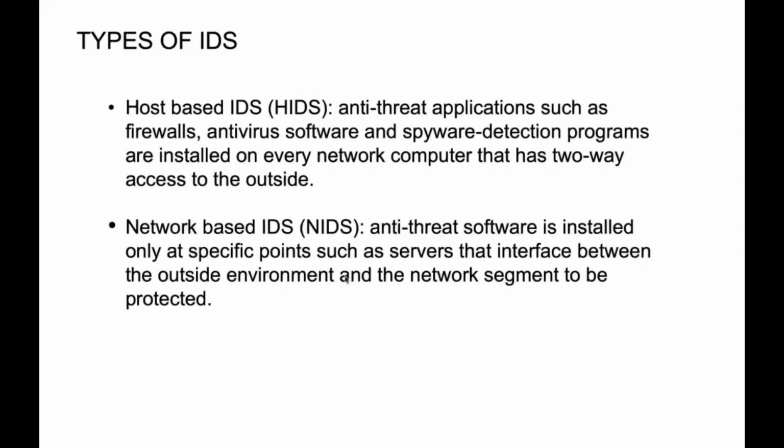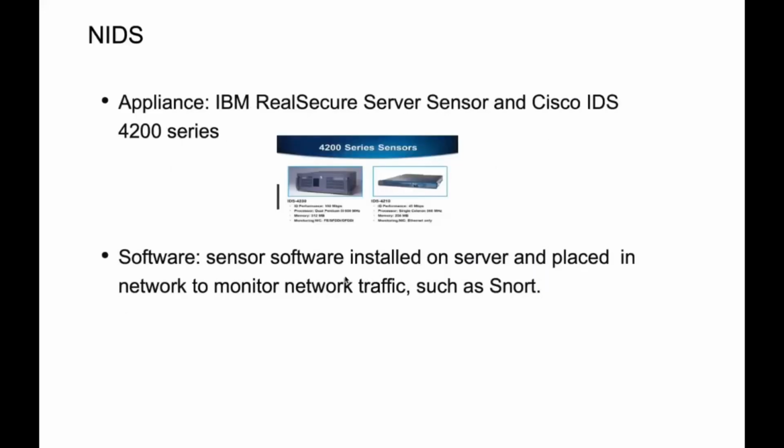The IDS could be host based or could be network based. It could be installed on an end host, or it could be on the network, analyzing network traffic. Just as an example, we have the IBM RealSecure Server Sensor and the Cisco IDS 4200 series. Those are examples of network intrusion detection systems.